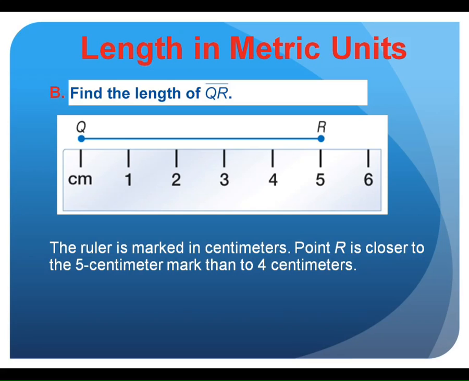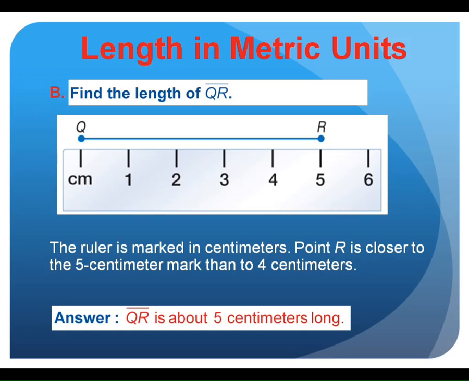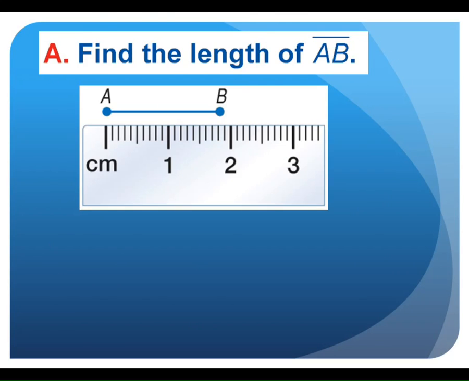So, if you were to measure this line on this ruler, it only goes to centimeters, so we would call that 5 centimeters. Okay, right? That's the smallest unit of measurement there, a centimeter. Find the length of AB. This is in millimeters. Think about this one.